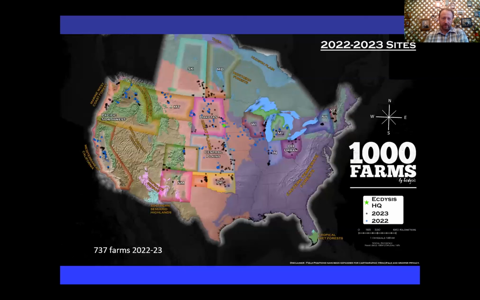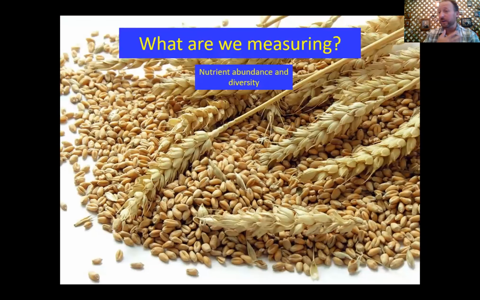So this is where we were over the last 2 years. You can see we're operating at a pretty big scale, and we're shooting out from that little green star right in the middle of nowhere, South Dakota, ground zero where change needs to happen. Still plenty of areas of North America that we still need to touch, but we've been on 737 farms so far as part of this study. So lots of data. On each of these farms, we're measuring as much of the system as we possibly can.